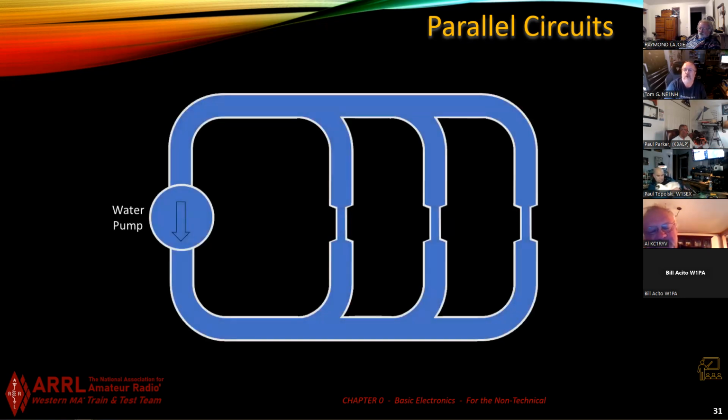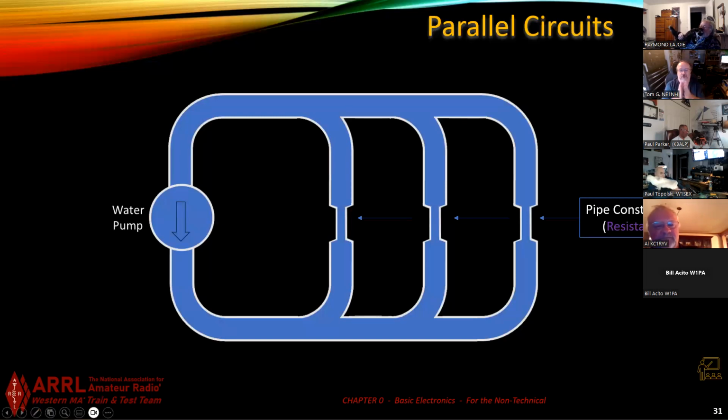Here it is. Here's our water pump again, and we have our constrictions in the circuit here. Now we've got to think about what happens when we put 3 of those squeezed pipes in a row. We hook 3 garden hoses together. So you've got to think a little bit differently here. So we're going to talk about the pressure first, because this is a little easier to think about.